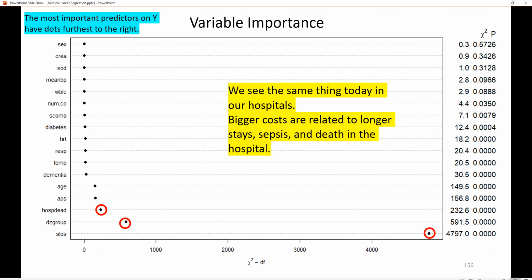And so in this, we're going to look at the variable importance. The most important predictors have dots furthest to the right. And we see the bottom three, the most important predictors of hospital costs, would be hospital death, the diagnosis group, and the length of stay. And we see the same thing today in our hospitals. Bigger costs are related to longer stays, sepsis, and death in the hospital.